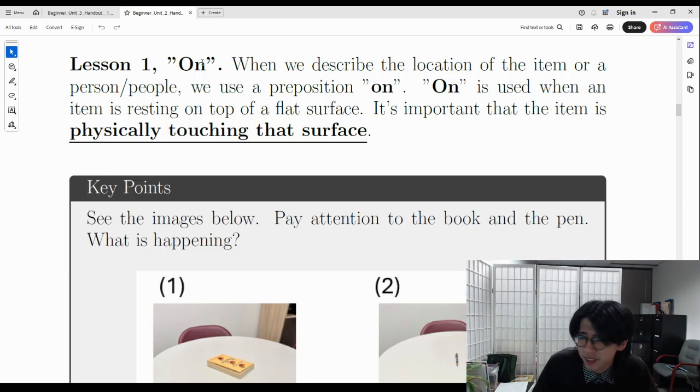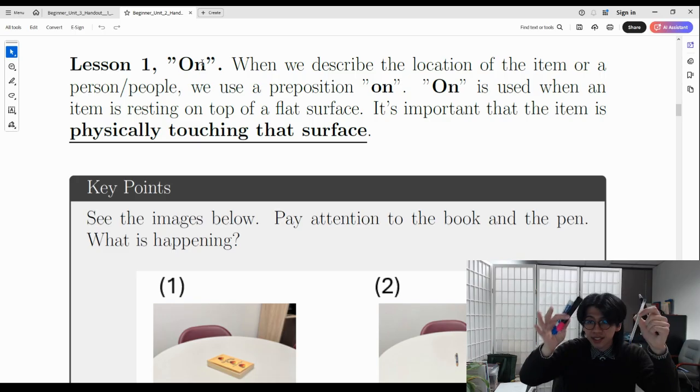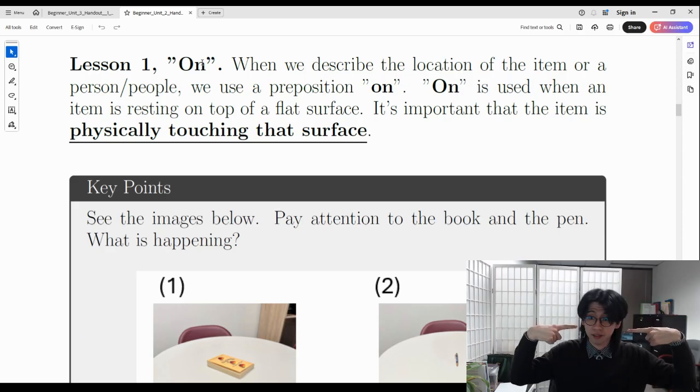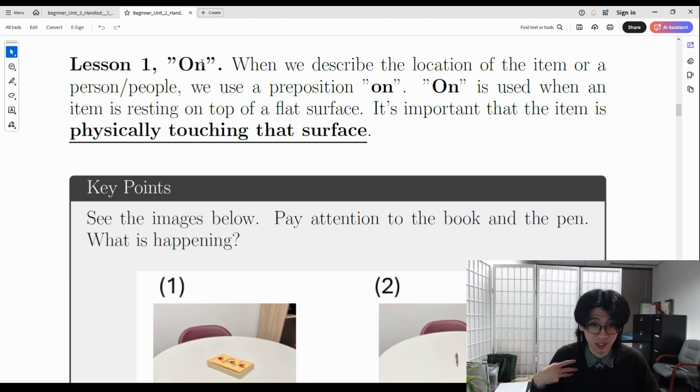When we describe the location of an item or a person, it depends. Items are things. Because I'm in the office, you can only find items that are related to the office. This is also an item and this is a person, right? I am not an item, I'm a person. Or if I have more people, then that would be people. But it doesn't matter if it's an item or a person.